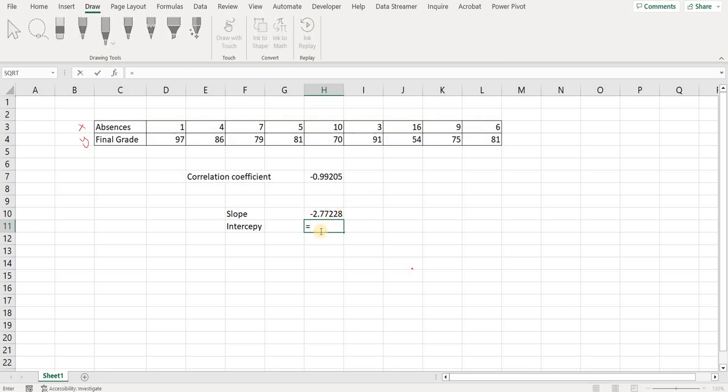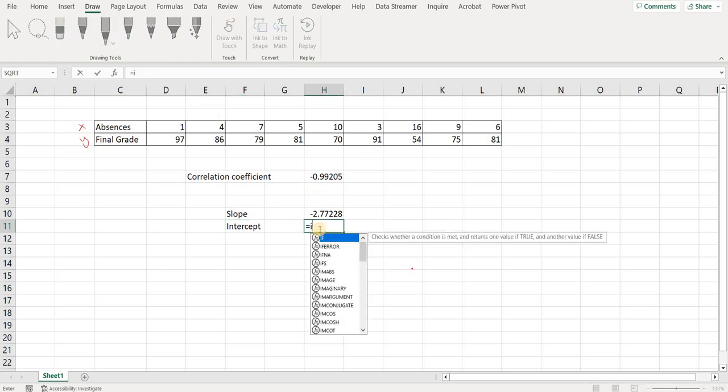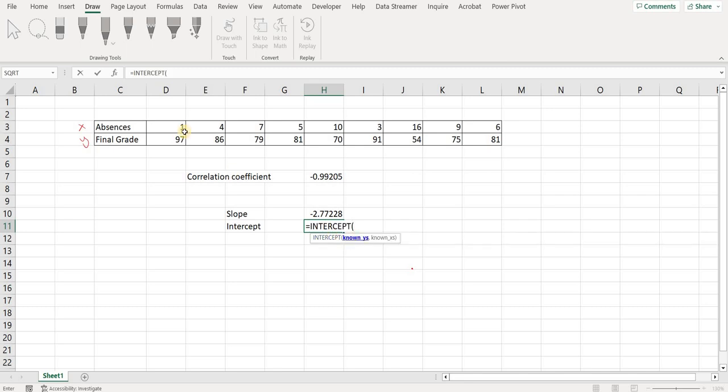The y-intercept is computed using the INTERCEPT function. So intercept, double click again. Similar to the slope, it's asking for the grade first, which is the dependent variable or known y's, and then comma, you're going to say the absences or the independent variable.